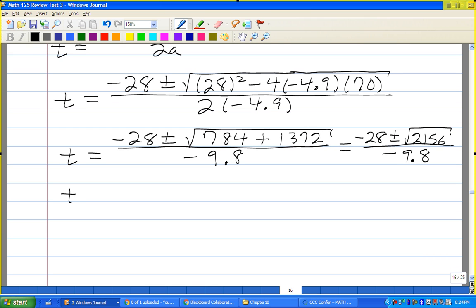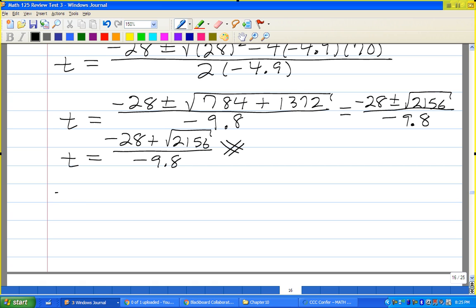And so if I add, then my answer will be negative. Whereas if I subtract, I'll get a positive answer. And so this is my answer, but let me give an approximate answer.